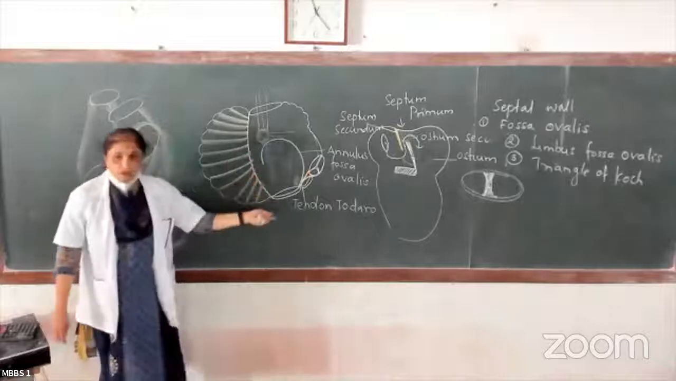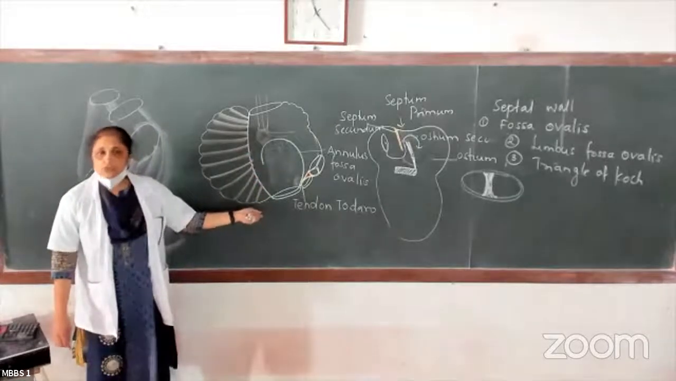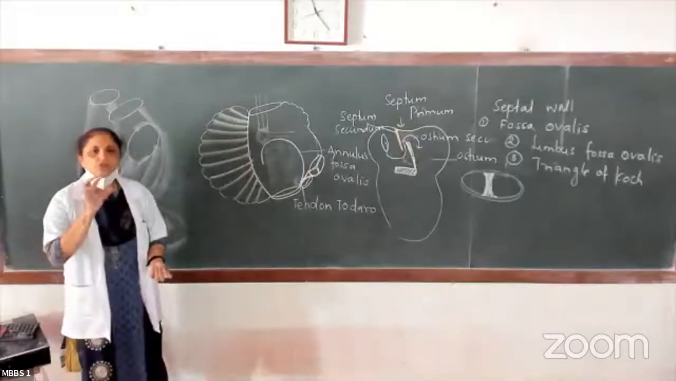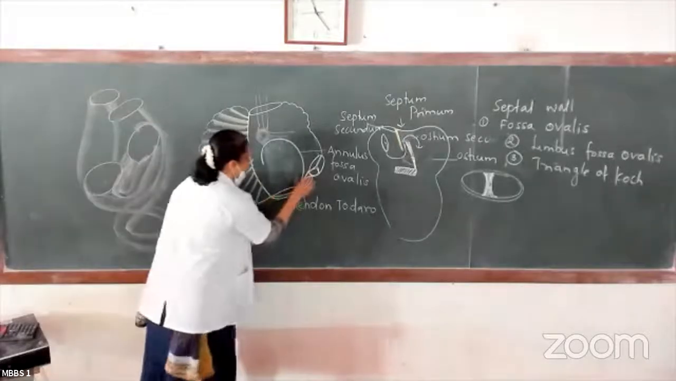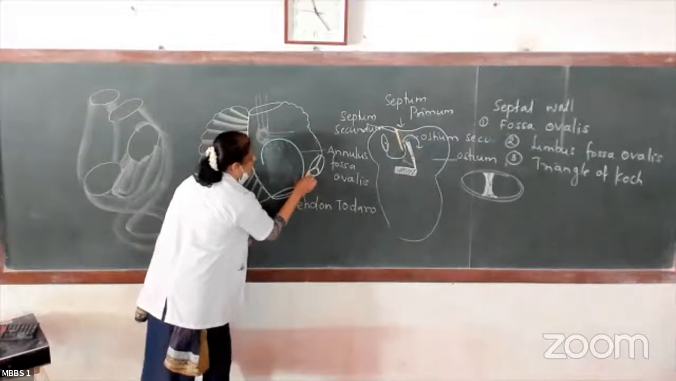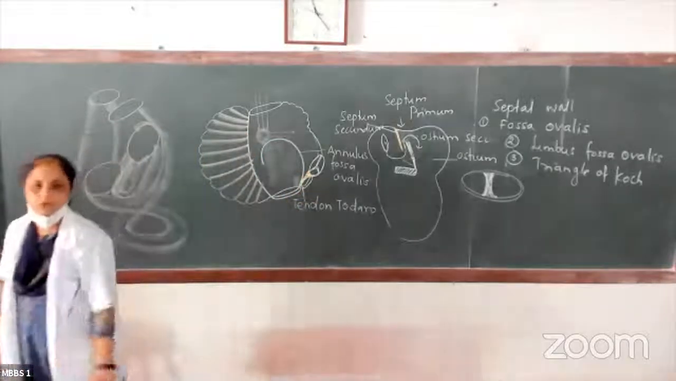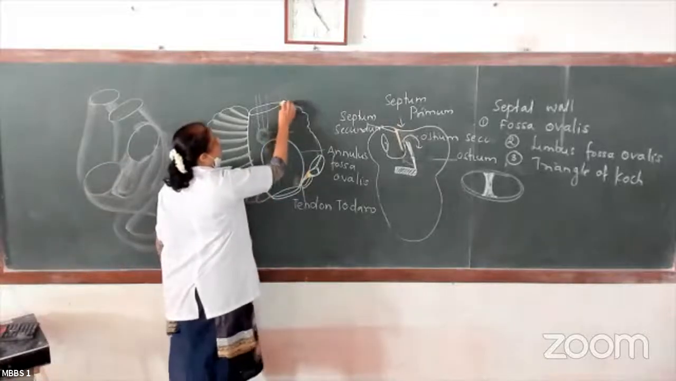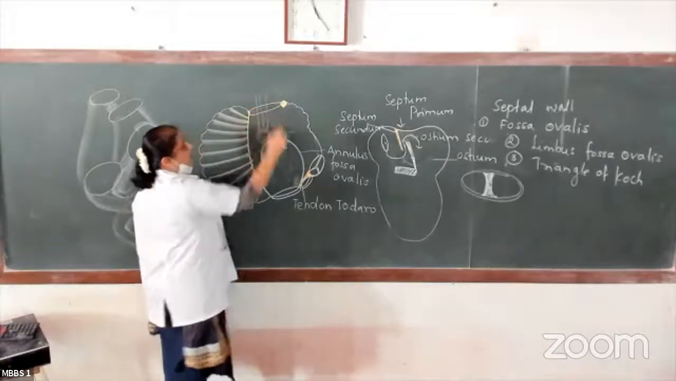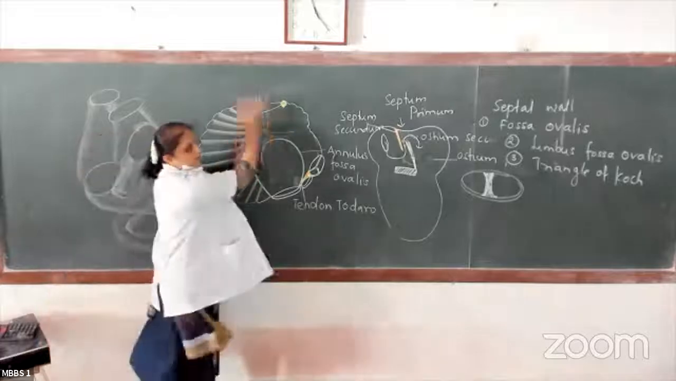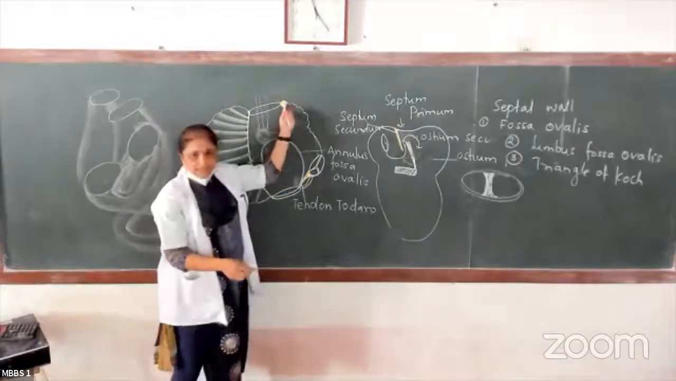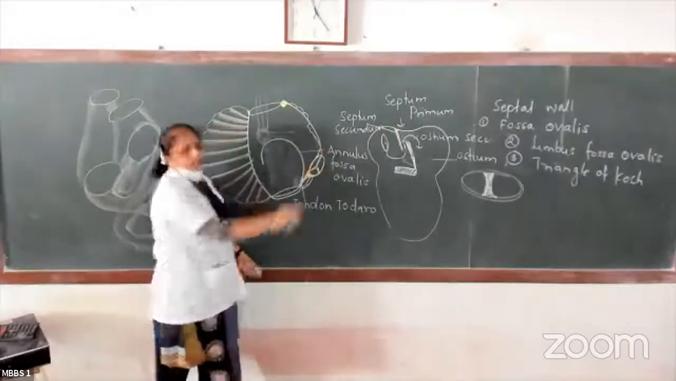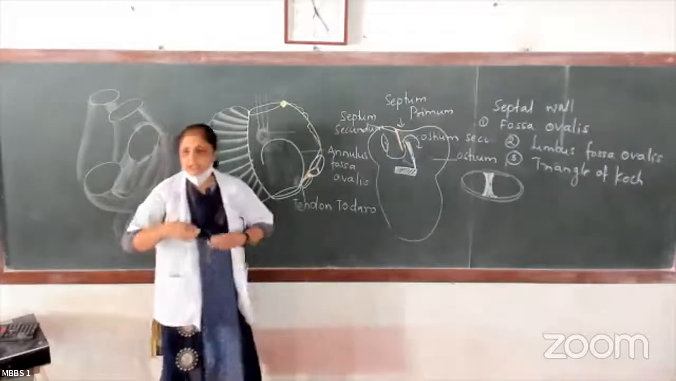Now, why is this triangle of Koch essential? It is to know what is the function of this triangle. Why should you know that? Because one structure which is located in the triangle of Koch is nothing but the AV node. Part of the SA node we have seen is situated here. During extension, some part goes to this particular part. But from the SA node, you can see the fibers pass to the AV node. That is how the conduction takes place.